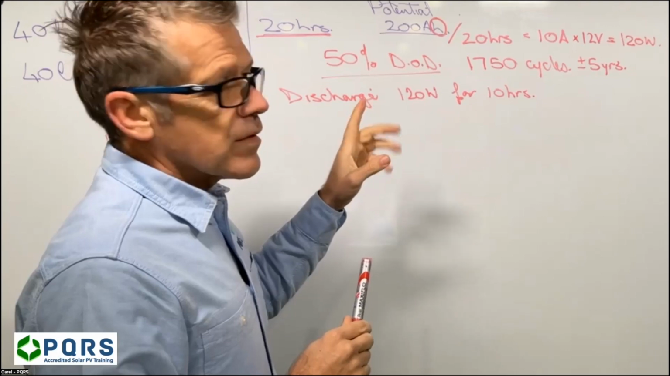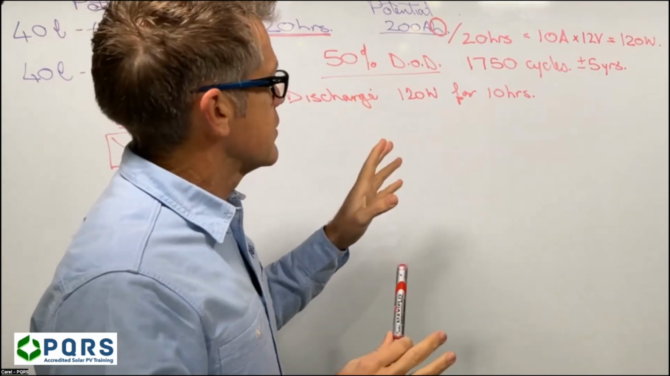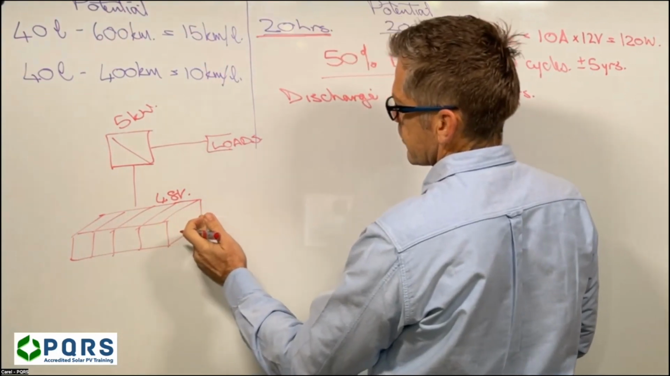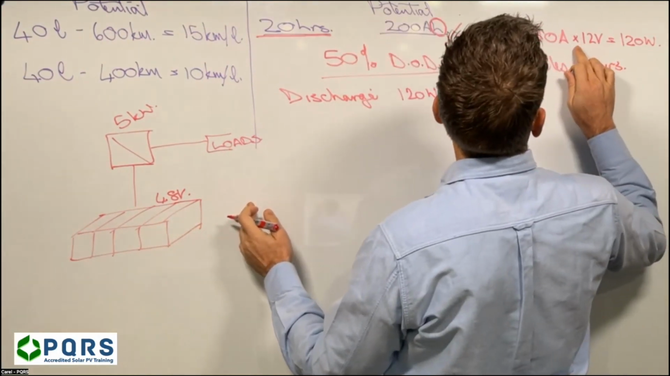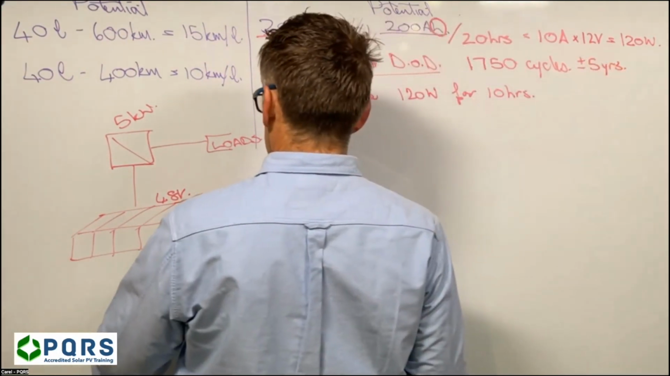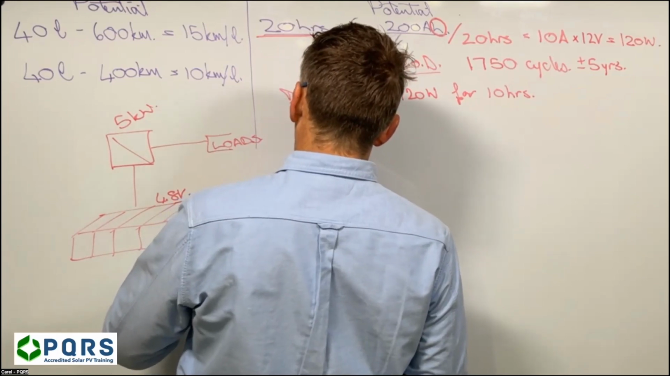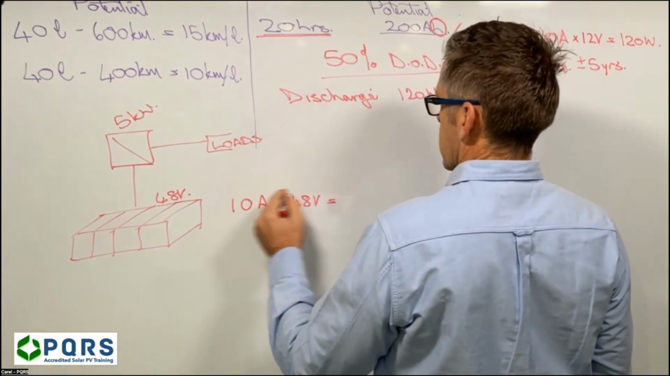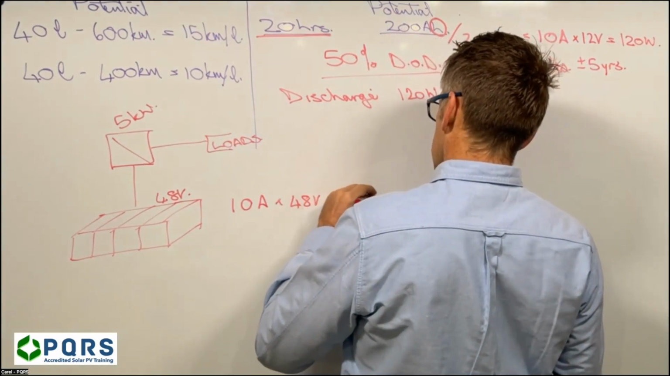If we were to take 4 batteries, we connect them in series. So that 10 amps now becomes 48 volts. That is 480 watts.